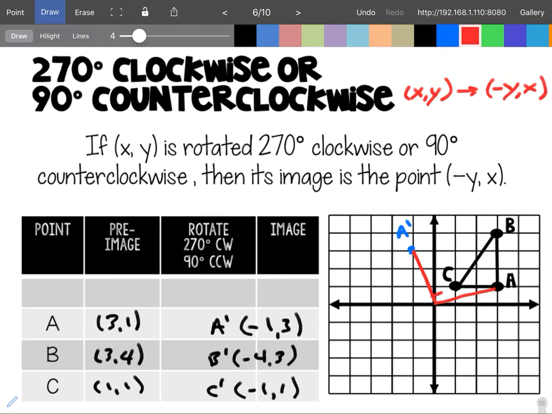Again, this is A prime. Can you guys see that that is 90 degrees right here? So what you did is you went 90 degrees counterclockwise like that. Well, then that's going to be exactly the same as going 270 degrees clockwise around this way like this. That's why they're the same. All right, well, let's take that stuff off of there and wrap this one up.